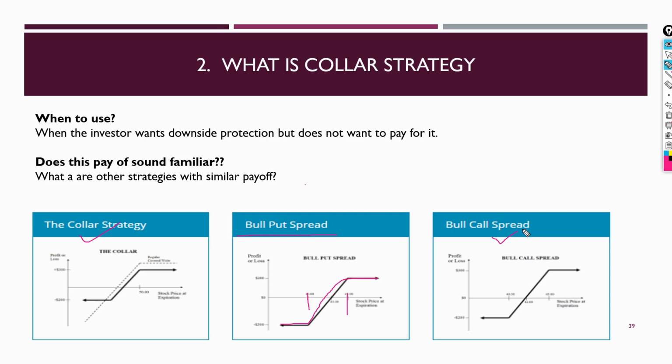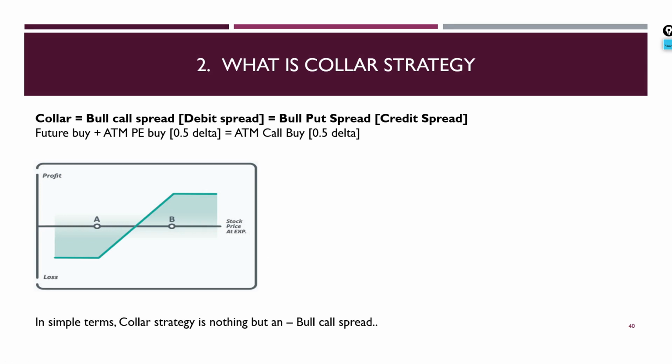Okay, but let's understand all the strategies in a similar way. If you look closely, the payoff chart of the collar is similar to the bull call spread and bull put spread. All are risk defined, limited profit strategies. Now as all the strategies give a similar payoff, the trades are similar if we trade at similar delta strikes.